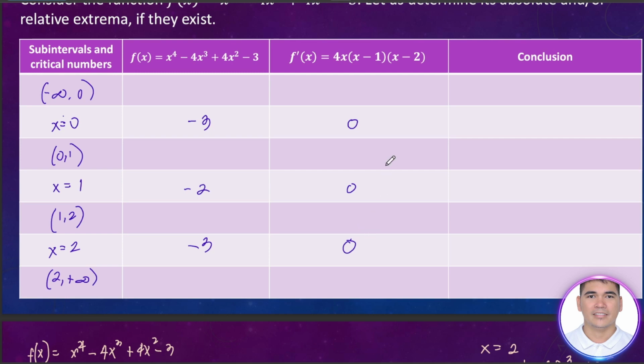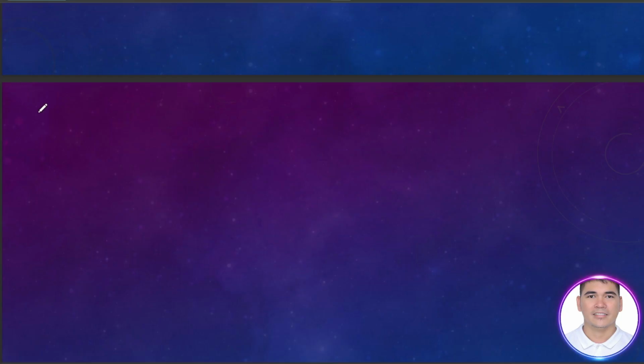So, the problem left for us is this portion. So, we're going to use this one. Then we choose which x we will use, which is an element of this given interval. Our given derivative is this one. So, 4x times x minus 1 times x minus 2.